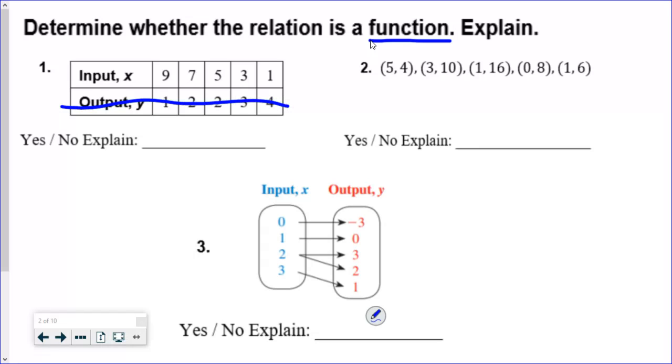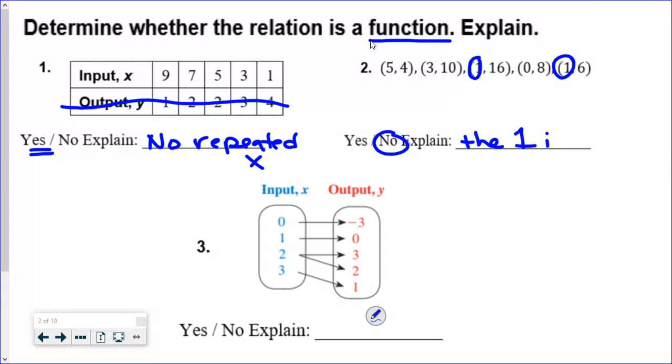Is this a function? Yes, because there is no repeated x. Okay. Number 2, is it a function? No, because the 1 in the x spot is repeated. That means it is not a function, okay? Because you're just looking at the x.